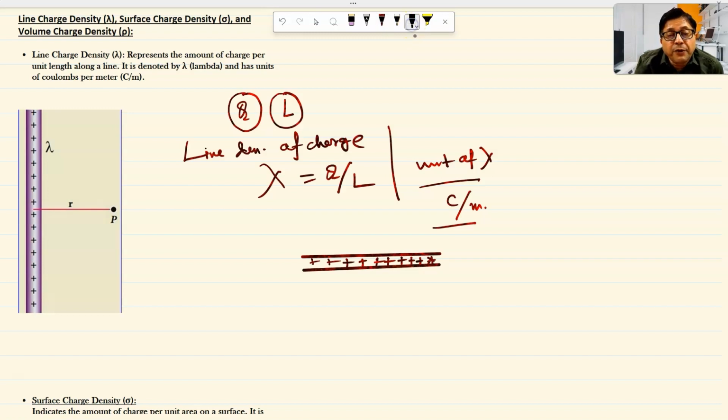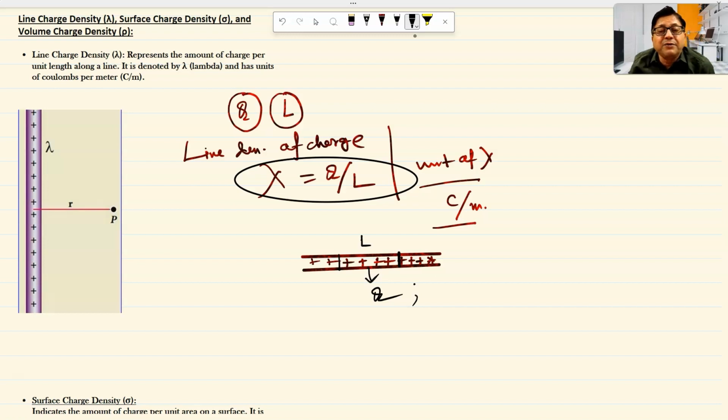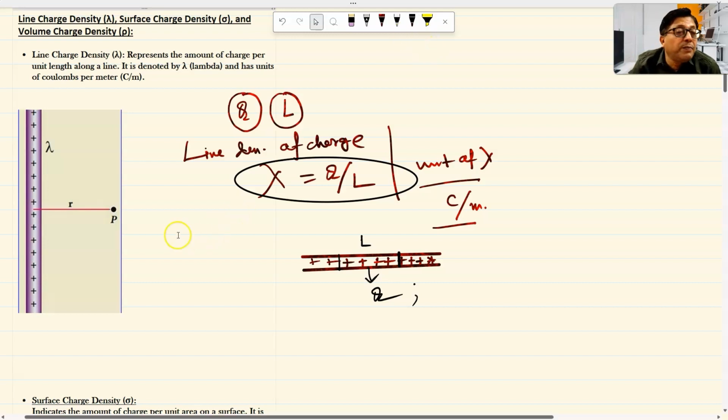The method we will follow here: we will take a finite length here, we will find the amount of charge here, and then lambda will be defined by the same formula if this length is L. So line density of charge will be defined whether it is given or not. We will find it by using this formula. It is charge per unit length. Unit is coulomb per meter.